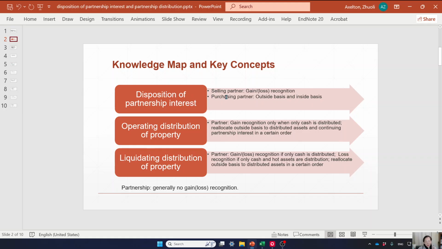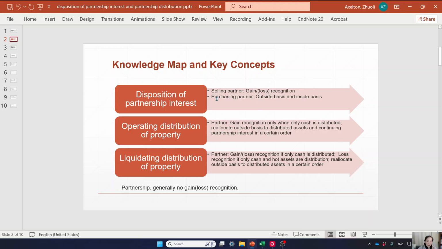Based on the transaction, you probably already realize there are two parties in the transaction, the selling partner and the purchasing partner. From the selling partner's perspective, we're going to recognize the gain or loss. And the calculation has two parts. One is the capital gain or loss recognition. The other part is the ordinary gain or loss recognition. So I'll go through the steps and figure out how to calculate the gain or loss, and how to characterize the gain or loss.